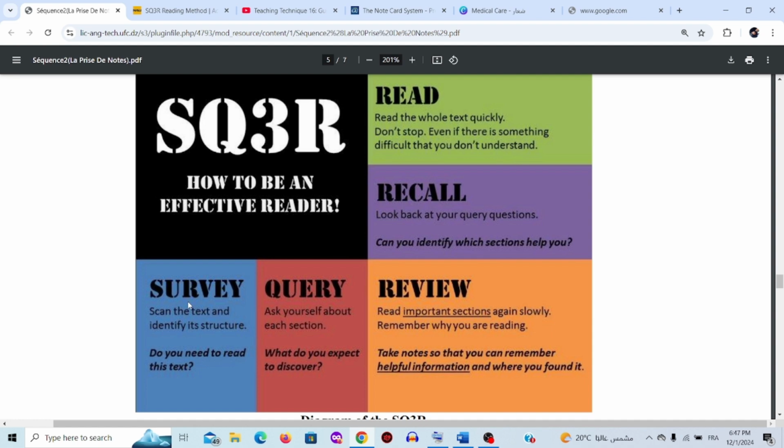You are going to identify the headings, the subheadings, the bullet points. You are going to try to understand the structure of the text. And you ask yourself the question, do you need to read this text or not? Is it important for me or not? And Q stands for query.